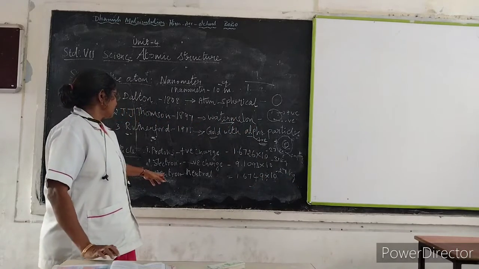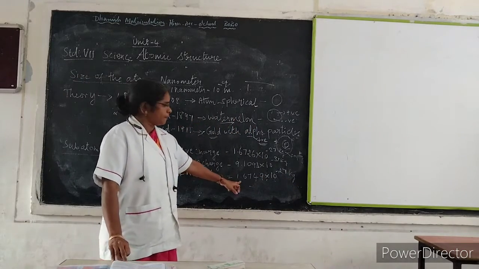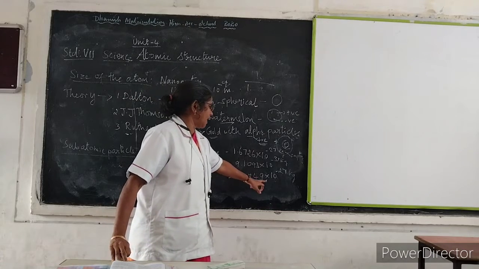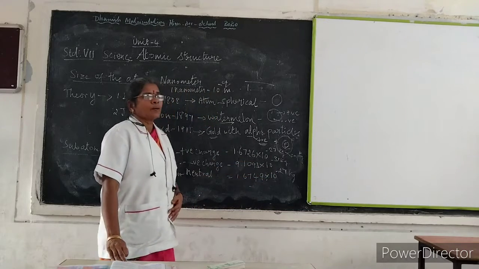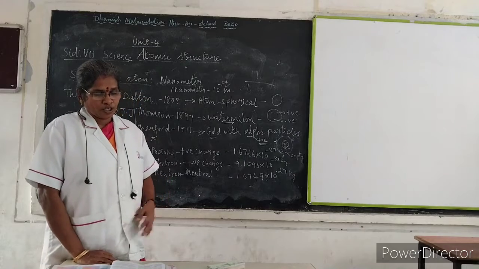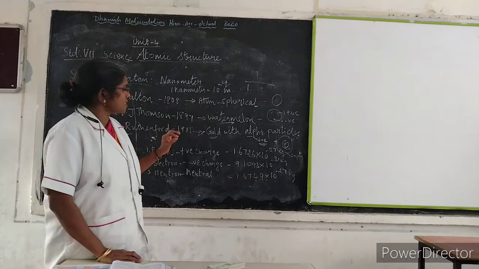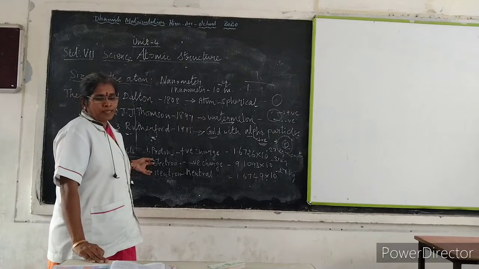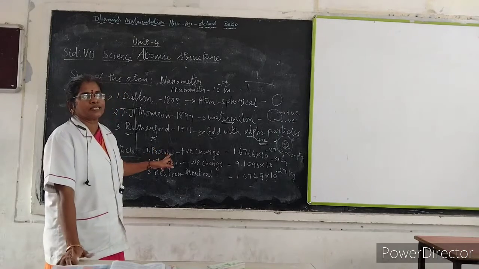And the mass of neutron is 1.6749 × 10^-27 kg. So these are all about the subatomic particles. What are the subatomic particles?